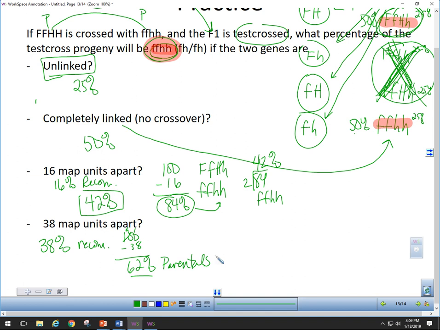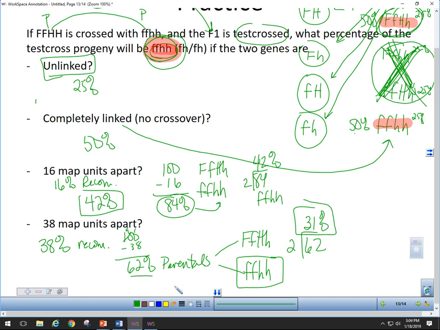Half of that are going to look like the dominant one, big F, big F, big H, big H, and half of that are going to look like little f, little f, little h, little h. Well, I'm asking up here on the question about this one. That's what I want to know. So I have to now take my 62%, divide by 2. That's going to give me 31% for my answer. 31% of the offspring are going to look like that one.